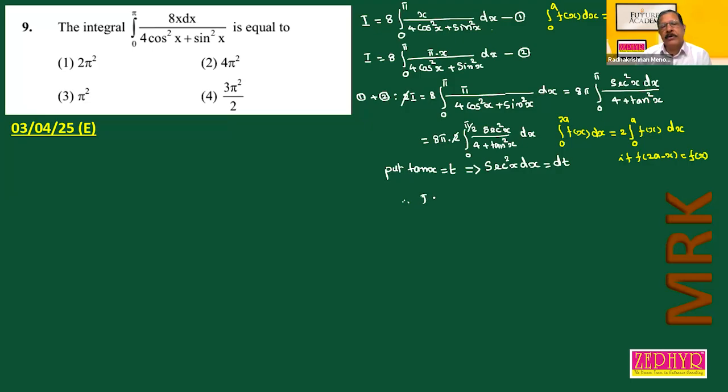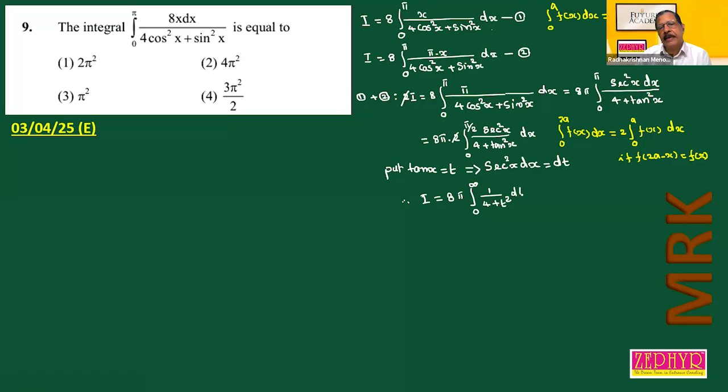Therefore, I is equal to 8 pi into lower limit. When x is equal to 0, t equal to 0. When x is equal to pi by 2, t is infinite. Numerator 1 by 4 plus t squared dt.